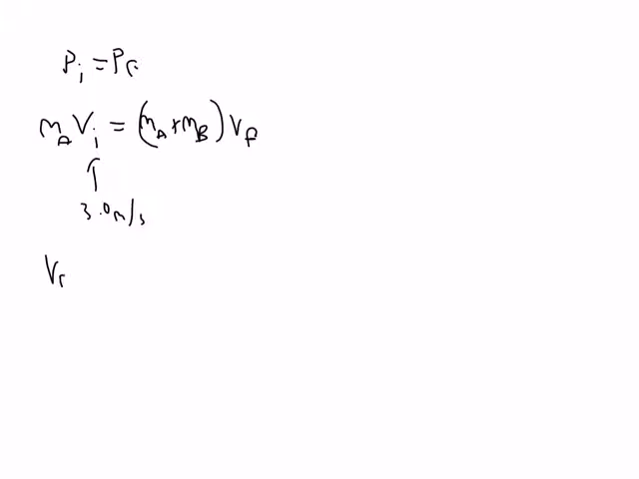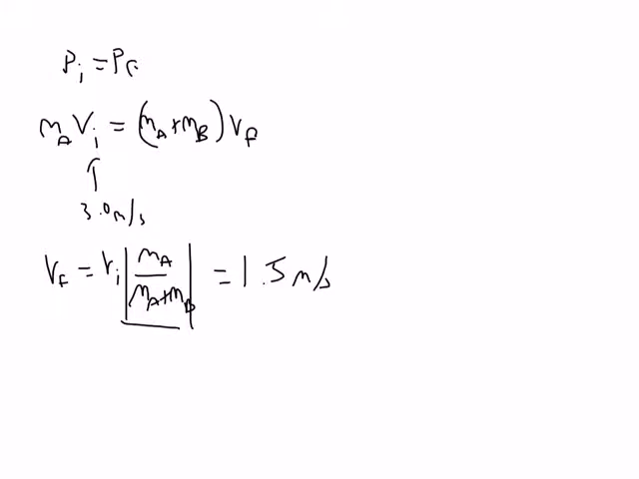So we can get that V final, where this is the velocity that the combination of blocks leave the table with, is going to be the initial velocity times this ratio. And so this fraction is like 4 over 4 plus 4, which is just 1/2. So that's going to be 1.5 meters per second. So now instead of leaving the tabletop at 3 meters per second, we leave the tabletop at 1.5 meters per second.